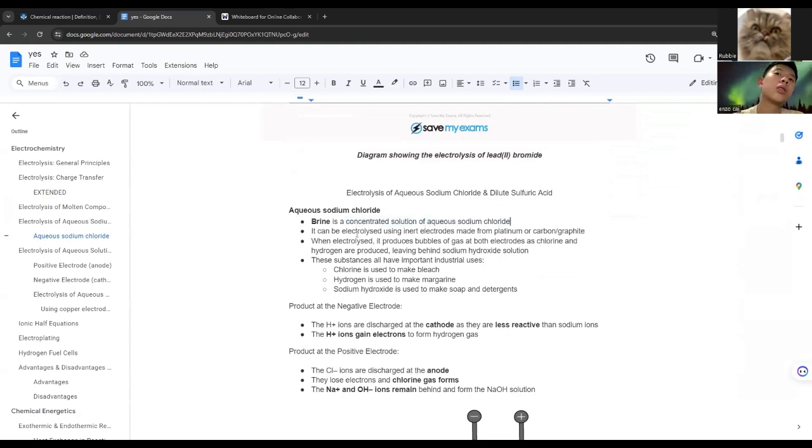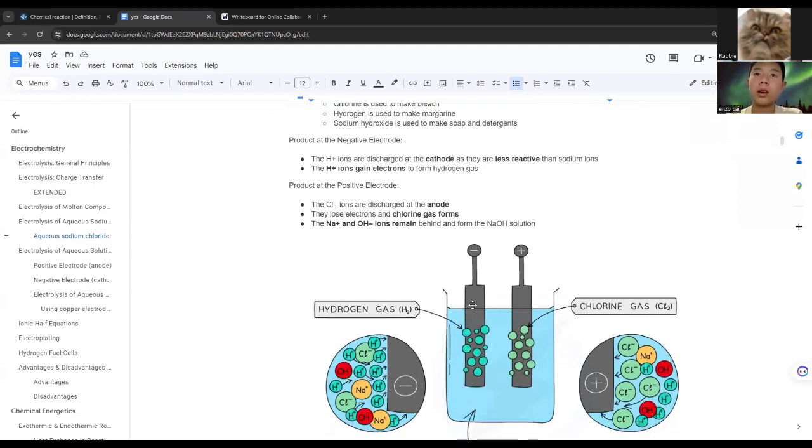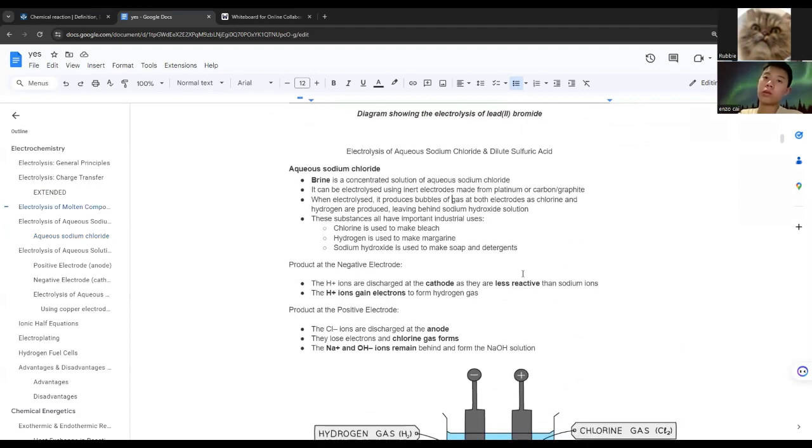It can be electrolyzed using inert electrodes. Inert meaning that the electrodes are not reacting with anything. Like usually if you have carbon electrodes, if there is oxygen, carbon dioxide will be formed at the anode, so carbon dioxide gas will be escaping. That is not inert. Inert electrodes do not react with anything, made from platinum or carbon or graphite.